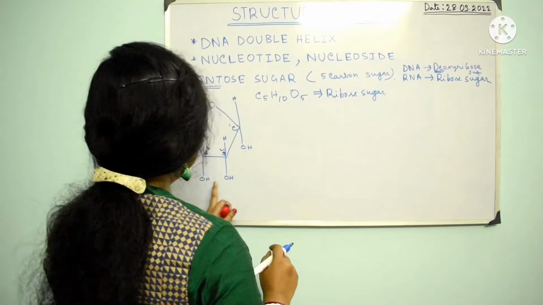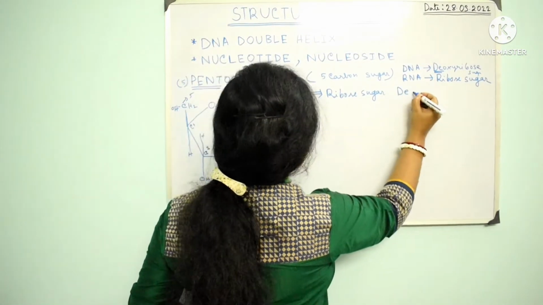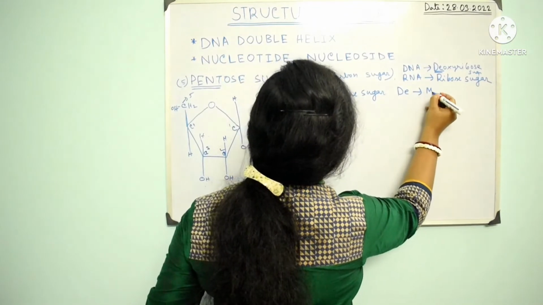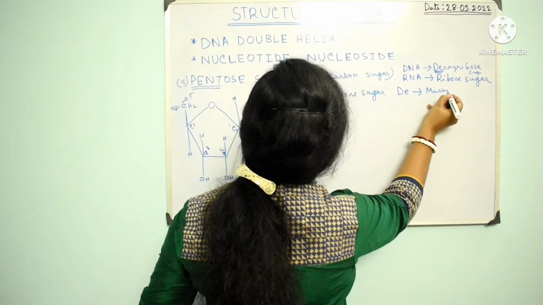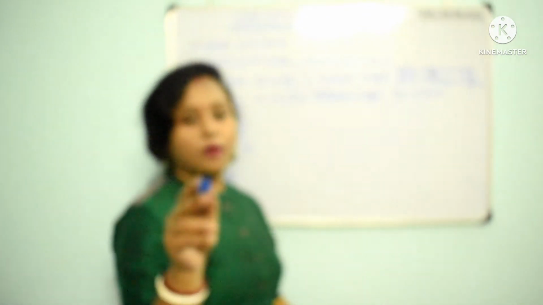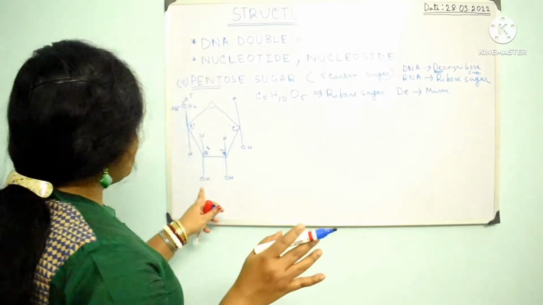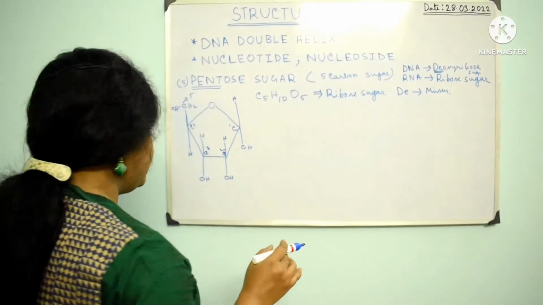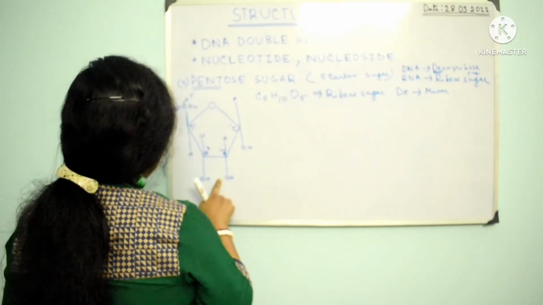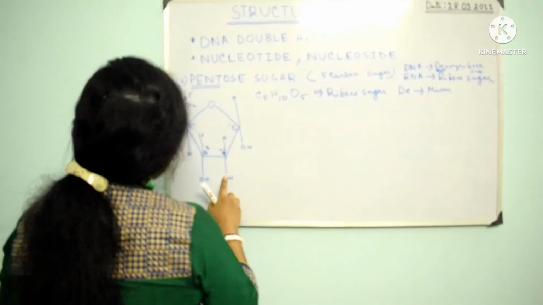Now deoxy, anything from D means minus. So deoxy means one oxygen will be eliminated. Now let's see which oxygen will be eliminated here. The oxygen attached to carbon number 2 will be eliminated here.